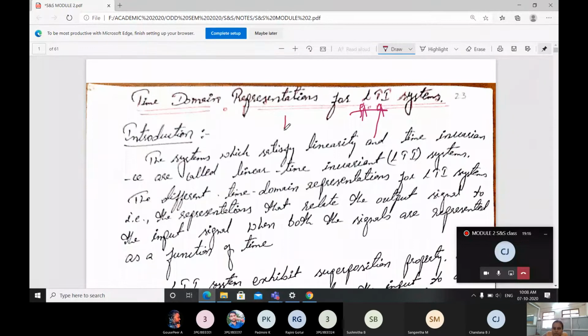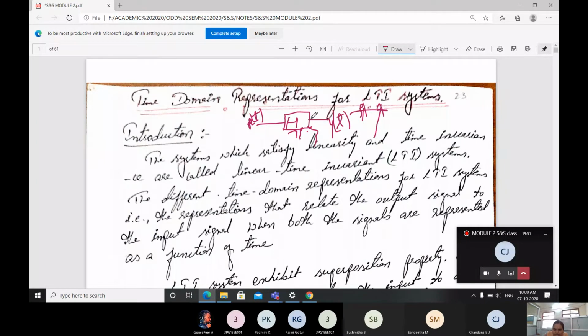Now we are going to learn about the system. The system definition will be taken like this: the input we give is x of t, and you will have the system. The system operator is sometimes taken as h, and sometimes taken as T with curly brackets, like T of x of t. That is the system operator, and you will get the output.